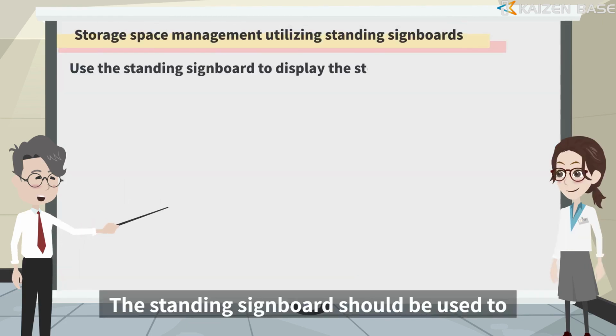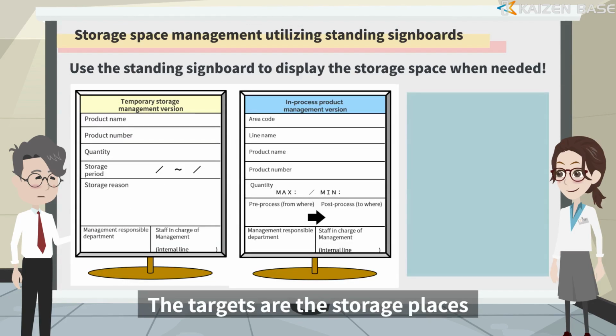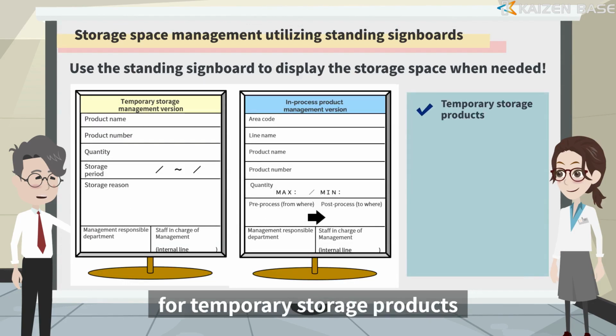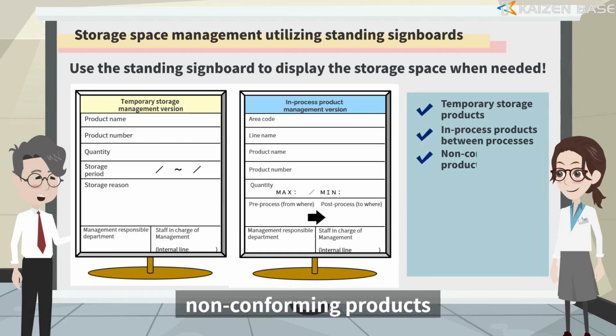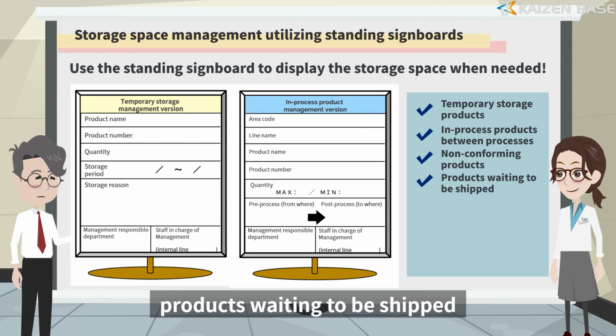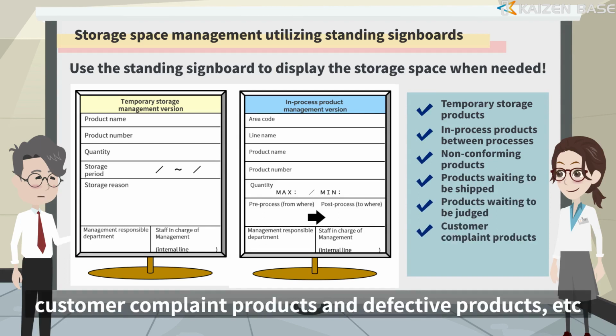The standing signboard should be used to display the storage space when needed. The targets are the storage places for temporary storage products, in-process products between processes, non-conforming products, products waiting to be shipped, products waiting to be judged, customer complaint products and defective products, etc.